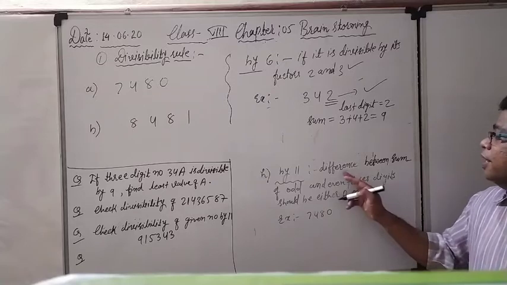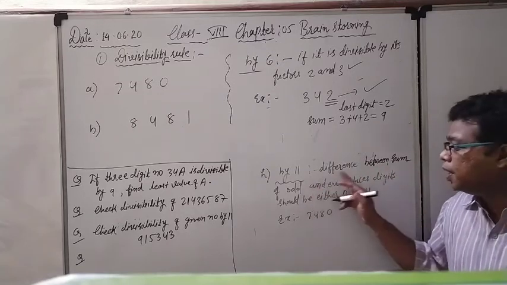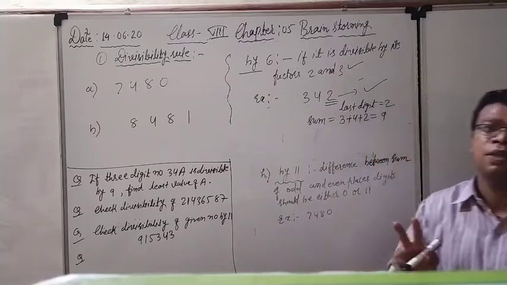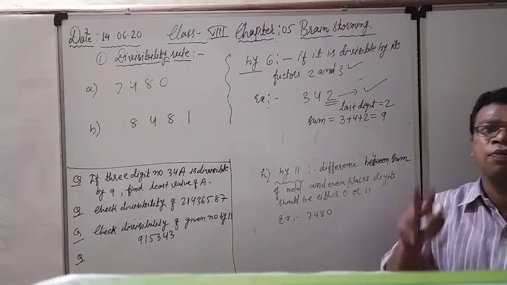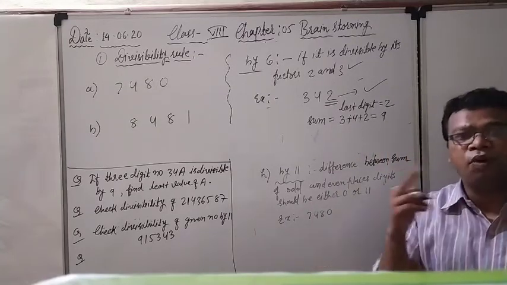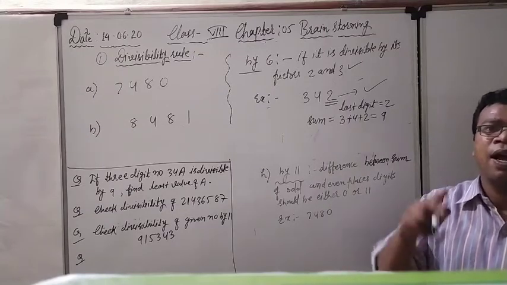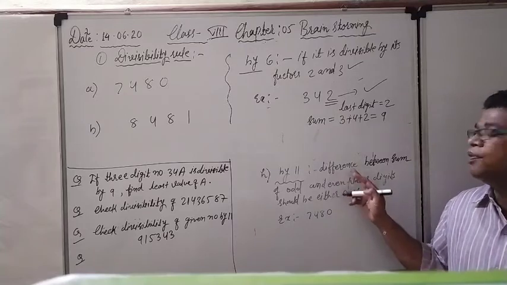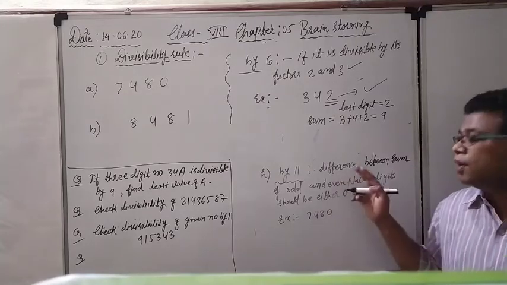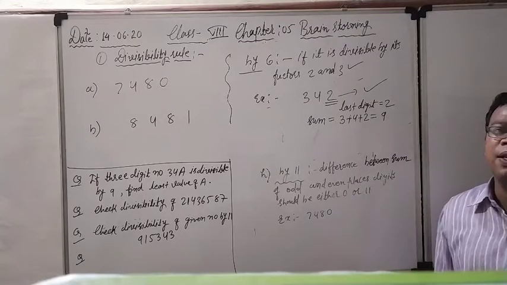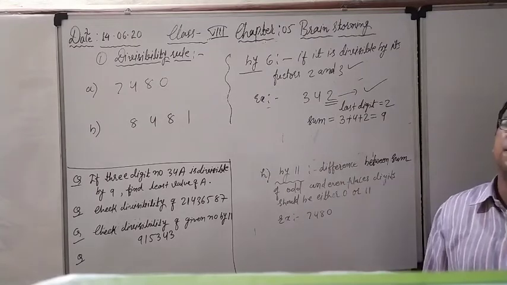Again I am reading it. What do we have to find out? We have to find out two things: the sum of the odd place digits and the sum of the even place digits. After that, we have to find the difference between the two sums. If the difference between the two sums is either equal to 0 or equal to 11, then only that number will be divisible by 11.